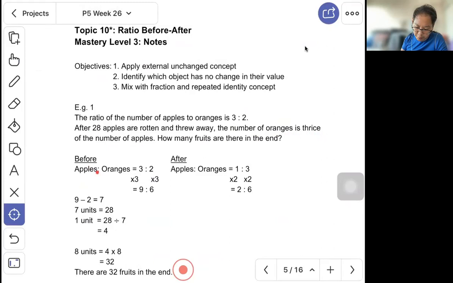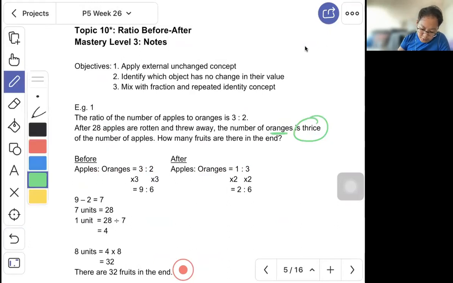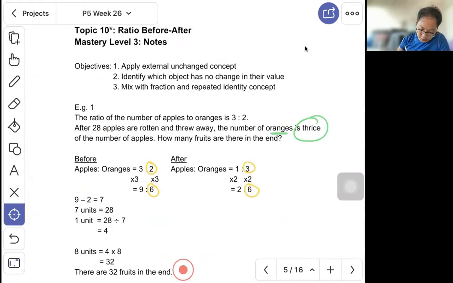So before, apple to orange is 3 to 2. After that, apple to orange is 1 to 2, because oranges is twice. So since apples are rotten and thrown away, the oranges must be the same. So 2 and 3, common multiple is 6. To get 6, this ratio I times 3. So I get 9 to 6. This ratio I will times 2. So I get 2 to 6.